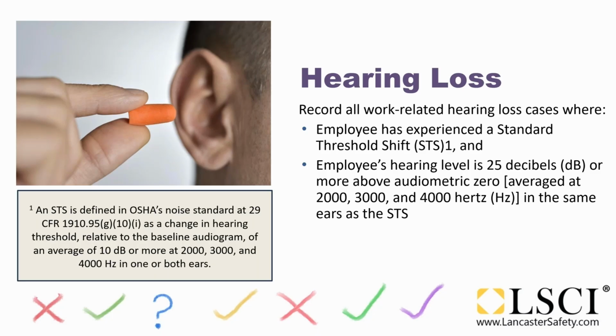A recordable hearing loss case occurs when an employee experiences a standard threshold shift. The standard threshold shift is work-related, and the employee's hearing loss exceeds 25 decibels from audiometric 0 in the same ear as the standard threshold shift. For hearing loss cases, you want to make sure to check hearing loss under column M on your OSHA 300 log. If a physician or other licensed healthcare professional determines that the hearing loss is not work-related or has not been significantly aggravated by occupational noise exposure, employers are not required to report this case.